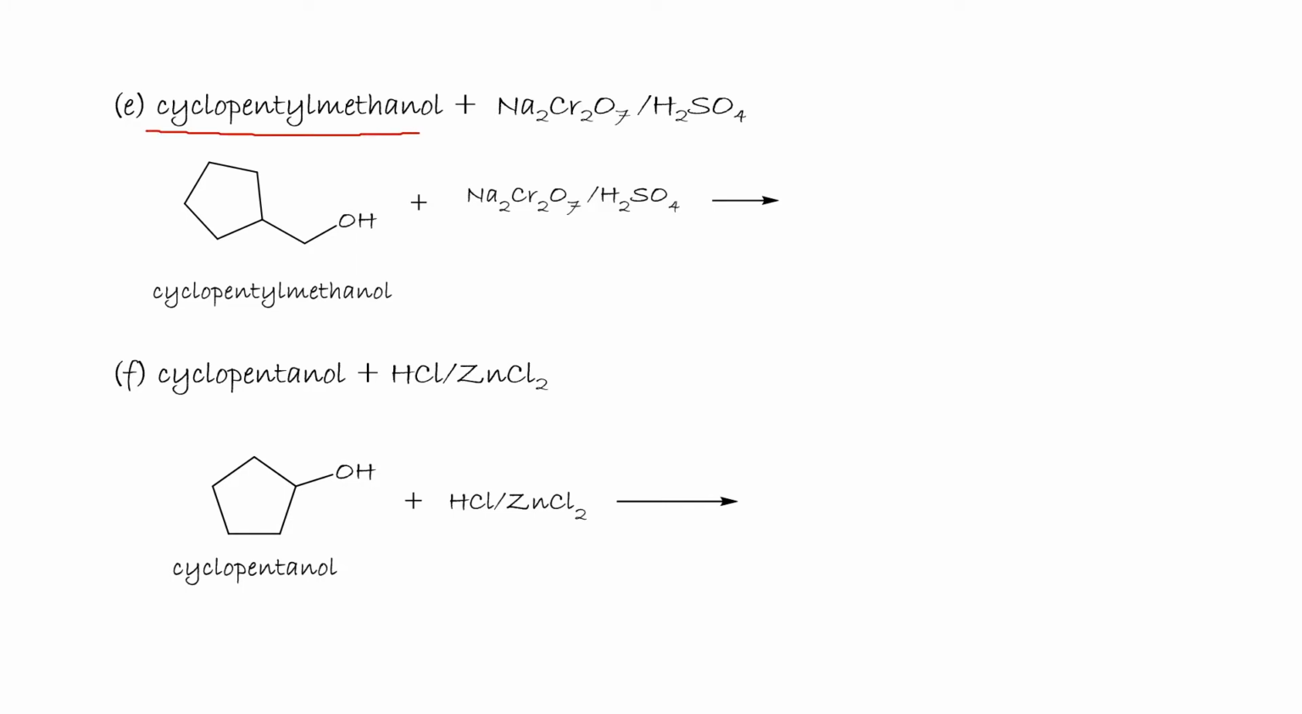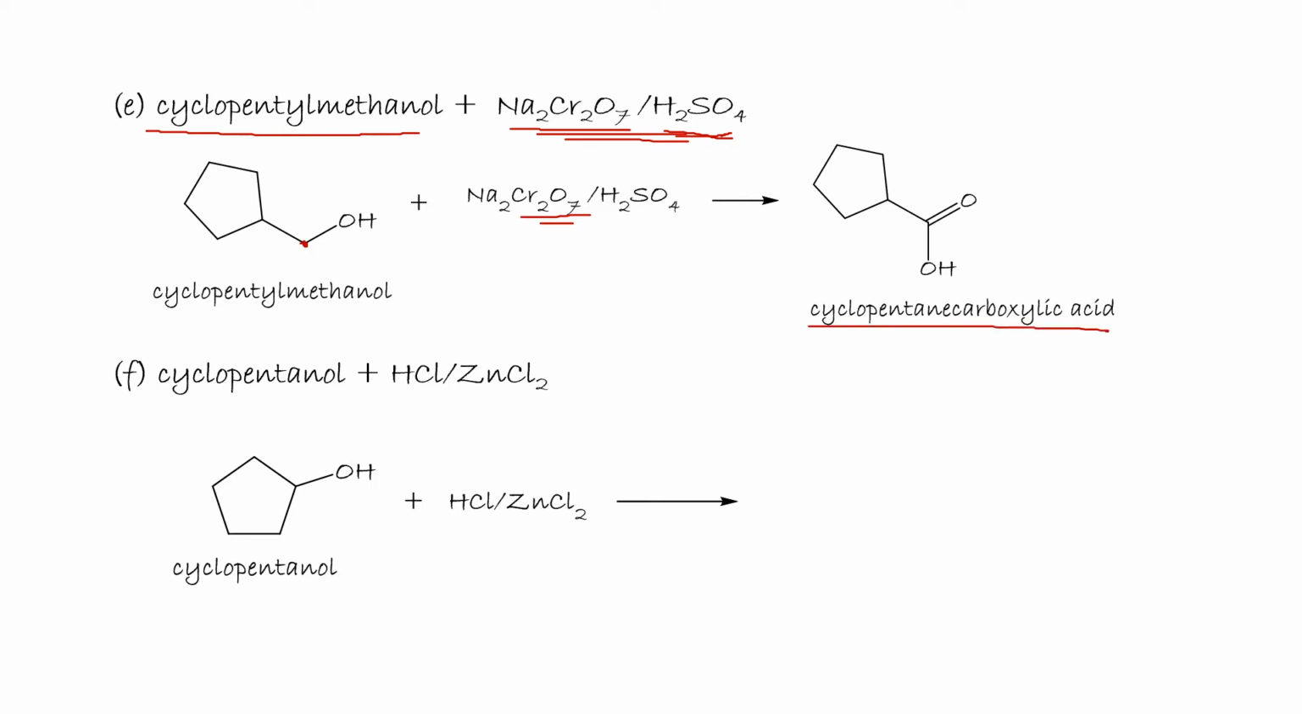Cyclopentylmethanol with sodium dichromate and sulfuric acid. Again, this is chromic acid, a mixture of sodium dichromate and sulfuric acid will form chromic acid in situ. This is a primary alcohol, so it will be oxidized with chromic acid to a carboxylic acid, and we get cyclopentanecarboxylic acid.